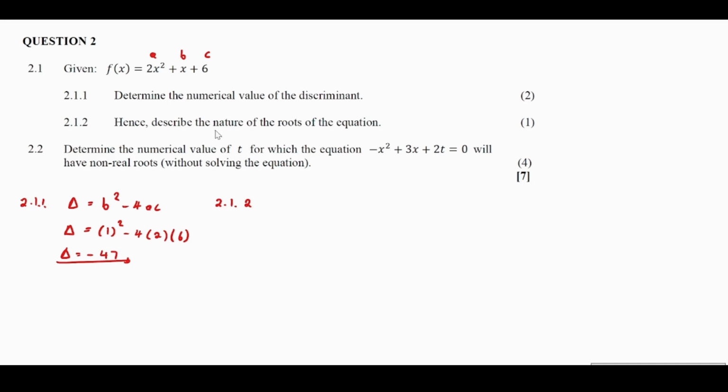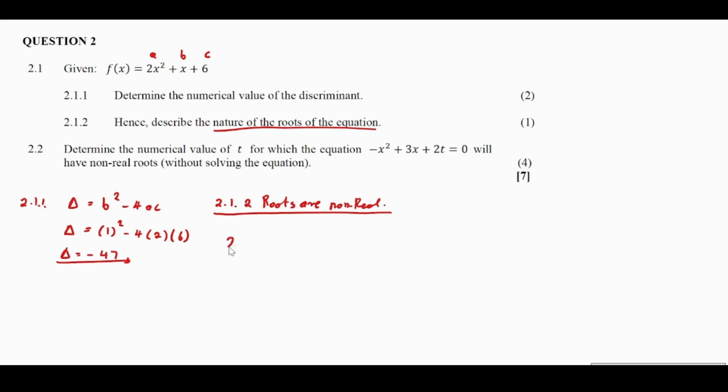2.1.2, describe the nature of the roots of the equation. If the discriminant is negative, it means that the roots are not real. So here we're just going to say that the roots are non-real. Just write that the roots are non-real. That's what we have.